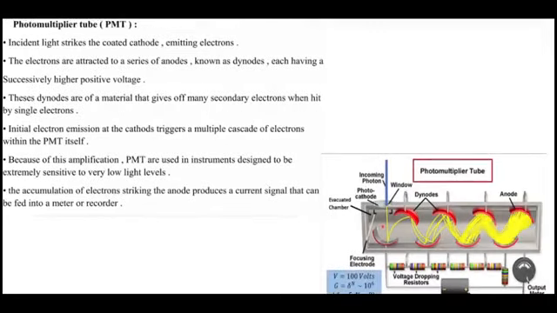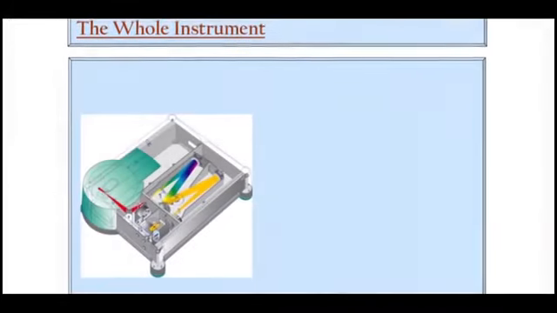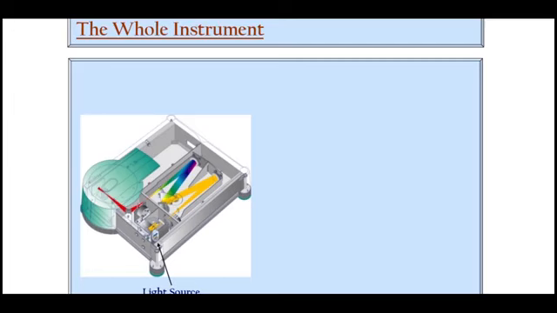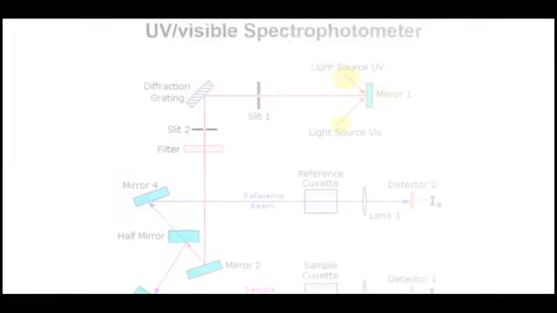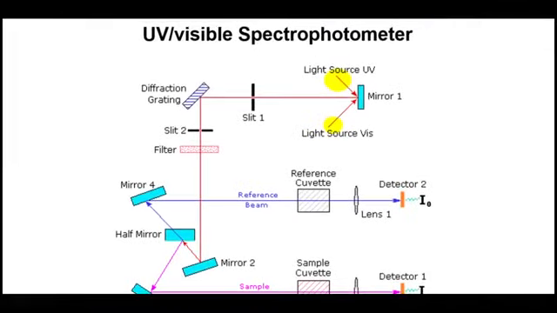The whole instrument includes the light source, the Czerny-Turner monochromator, the sample, and the detector, and this is the overall design.